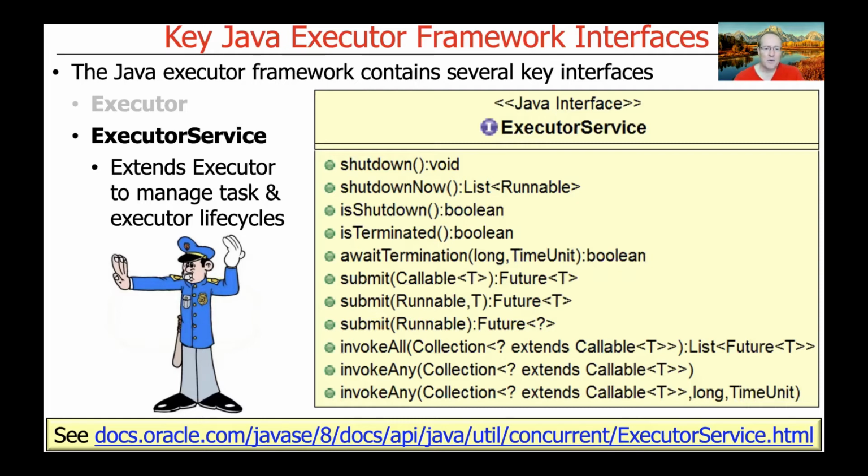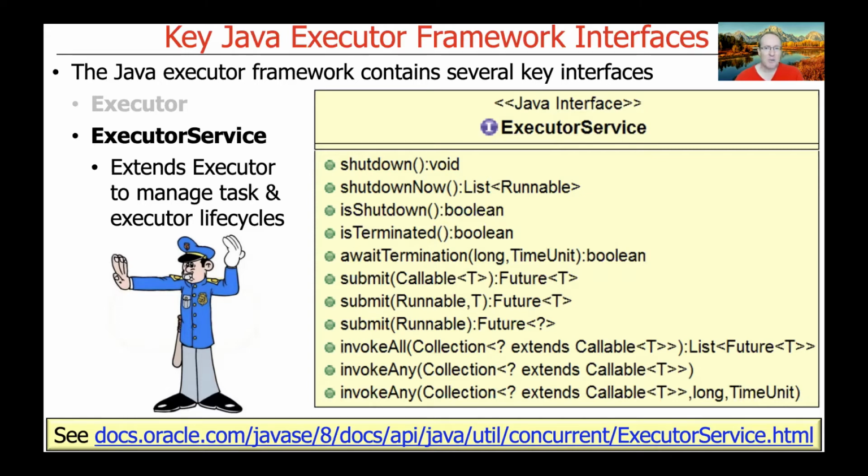There are other methods here. For example, there are methods that you can use to shut down an Executor Service, either gracefully or abruptly. There are ways to check to see if the Executor Service has been shut down. You can check to see if the Executor Service implementation is terminated, which is different from having been shut down. We'll explain that later. You can wait for an Executor Service to terminate.